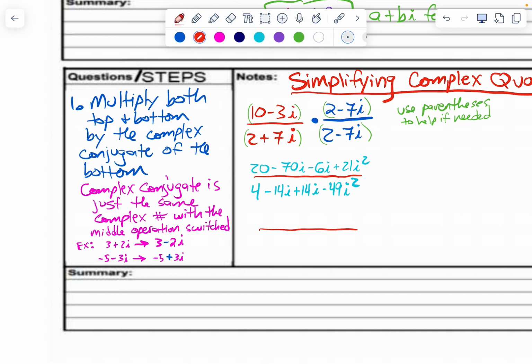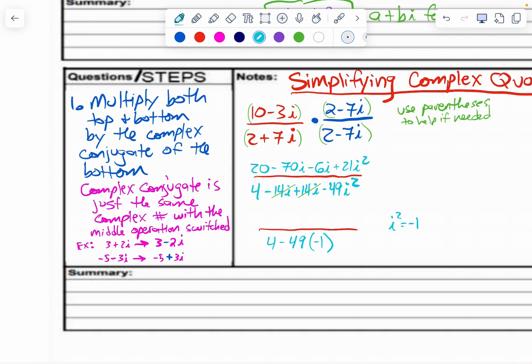What happens to the 14i's in the denominator? That should always happen. If it doesn't, you did something wrong. Okay? And then we have 4 and minus 49. And what is i squared? So times negative 1.